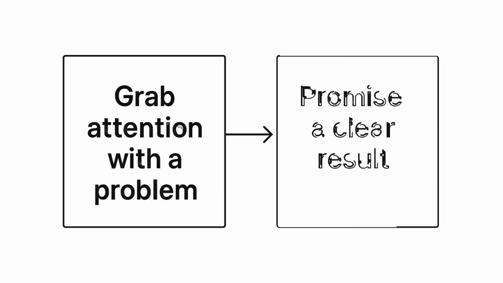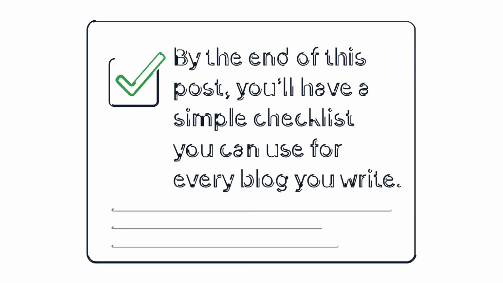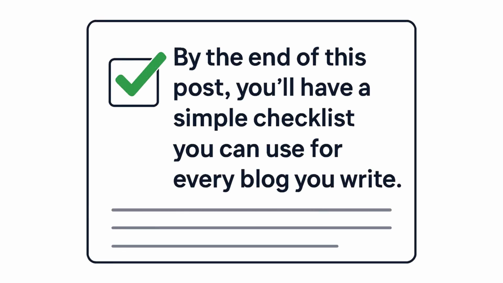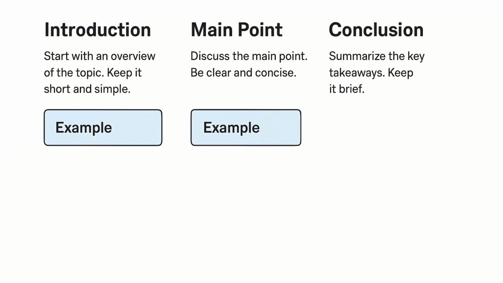Next, write a strong introduction. Grab attention with a problem your reader feels. Then promise a clear result if they keep reading. For example, by the end of this post, you'll have a simple checklist you can use for every blog you write. Then, fill in each section of your outline.